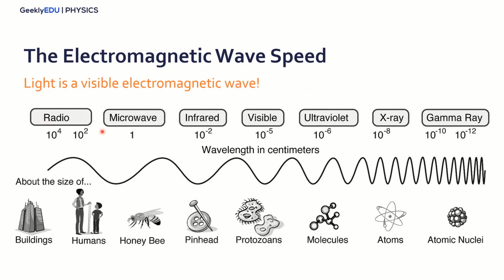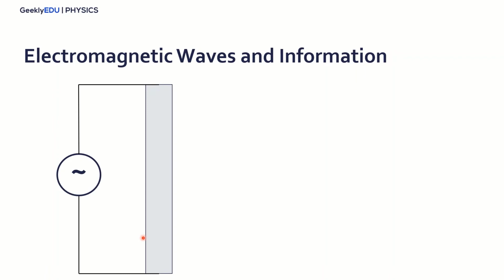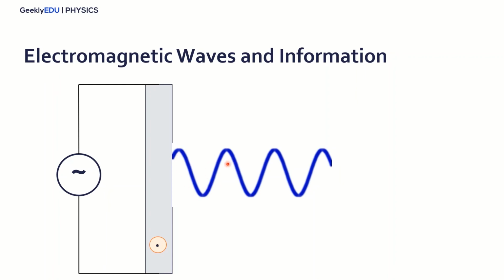These wavelengths are very useful to us, and we have various applications. One of the applications of electromagnetic waves is to transmit information. Let's imagine again that metallic bar attached to the alternating current source. We have the electron vibrating, so it's inducing an electromagnetic field, and we have an electromagnetic wave.